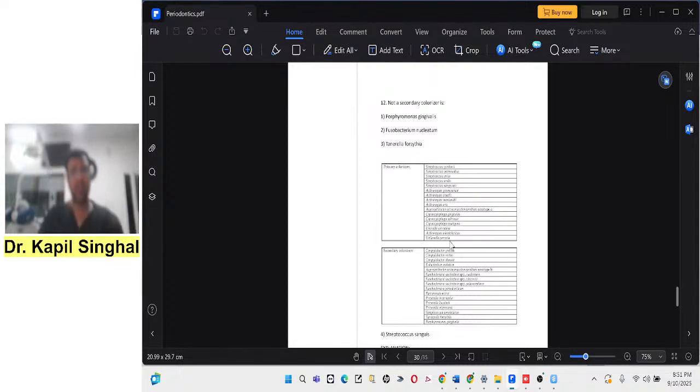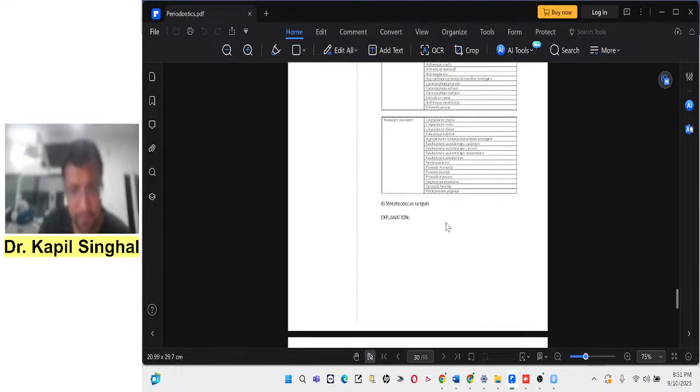So what names do you need to remember? A. comitans serotype A. Serotype B is a secondary colonizer. Please remember, all Streptococcus except Streptococcus constellatus, all Actinomyces are primary colonizers. Eikenella corrodens, Capnocytophaga and Veillonella, these are all primary colonizers.